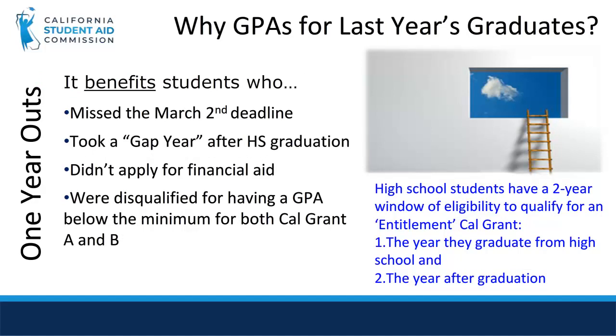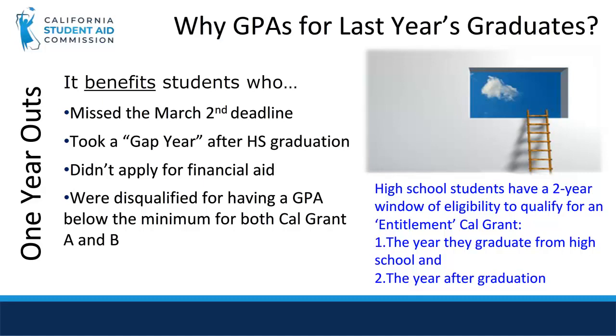Most of your past year graduates don't realize that they need a GPA uploaded the year after they graduate from high school if they didn't receive a Cal Grant the year they graduated. Therefore, uploading GPAs for your 1-year out students is important because oftentimes including their senior grades will put a student over the 2.0 or 3.0 GPA minimums for a Cal Grant award.